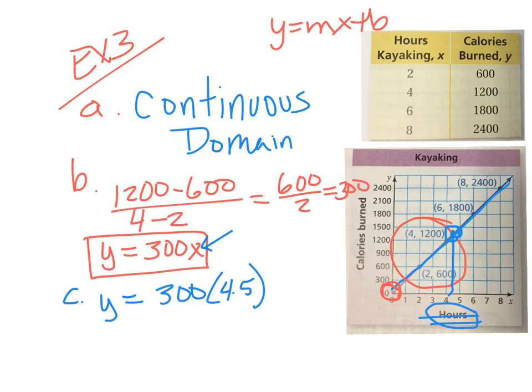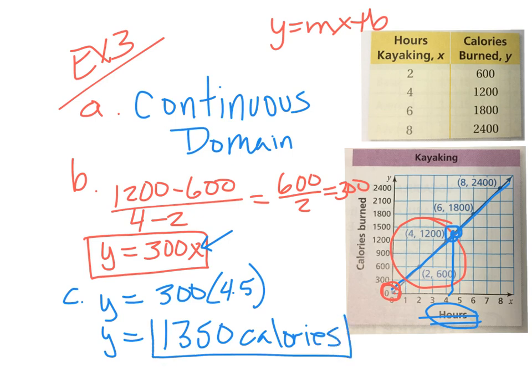So 300 times 4.5 is going to give you y equals 1,350. This is a word problem. What am I talking about here? Calories. So we're going to write calories. And this is my final answer. So in 4.5 hours of kayaking, you would burn 1,350 calories. That's a long day of kayaking, 4.5 hours. Good. Okay, let's do on your own number 3.